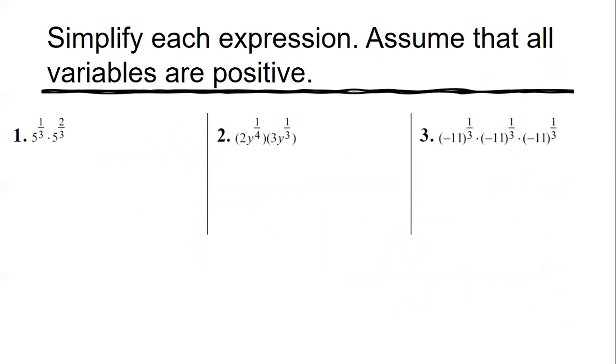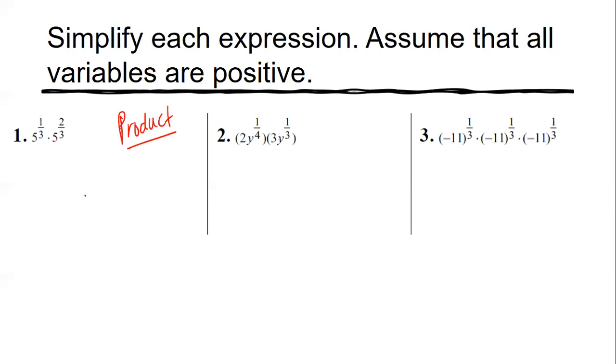All right, so we're gonna simplify each expression, assume that all variables are positive. So just a really quick check that you understood the basics of it. So for number 1, we have 5 to the 1/3 and 5 to the 2/3. What will we do? Which rule are we using here? Power, product, negative, rational exponent. What are we doing here? Product, perfect.